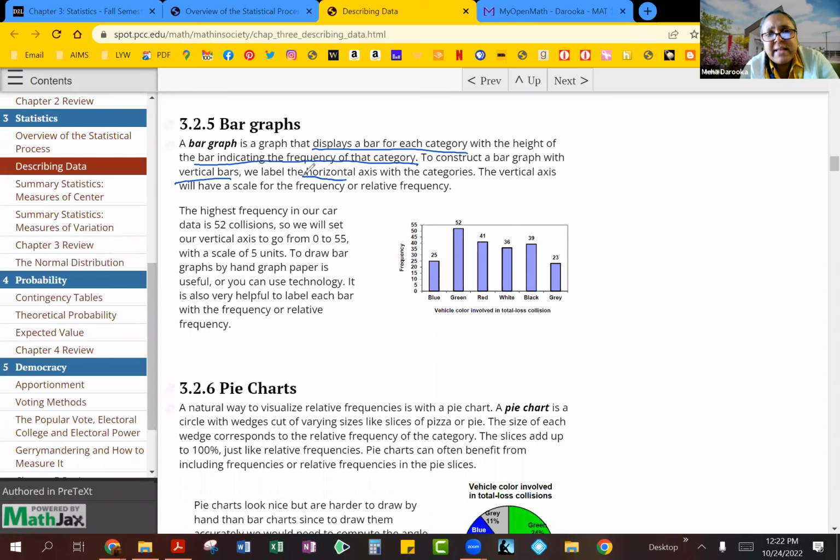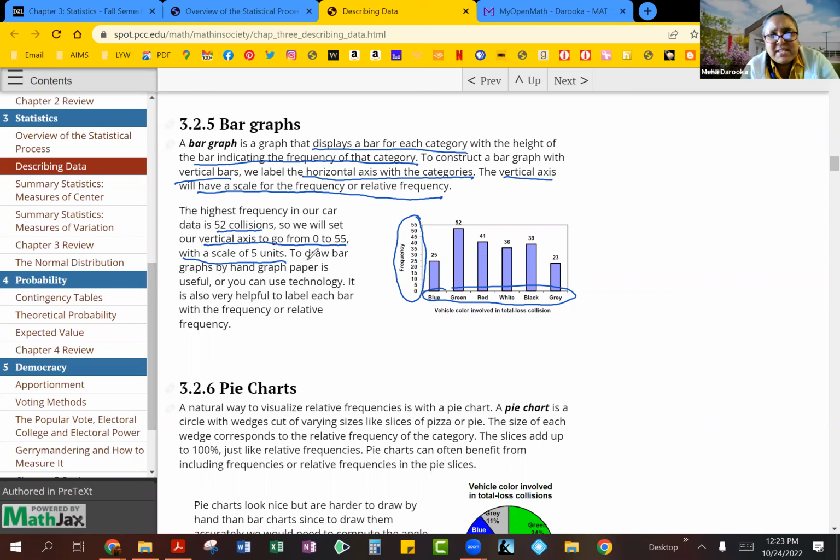So your horizontal axis is where you would have the categories, and the vertical axis is where you would put the scale for your frequency or relative frequency. So categories on the horizontal, and then frequency or relative frequency on the vertical. And then, like I said, since your highest frequency was 52 for green cars, make sure that your scale on the vertical axis will accommodate that highest value. So that's why we went from 0 to 55, and they're just breaking it down into a scale of 5 units each. So 0, 5, 10, increments of 5 units each.